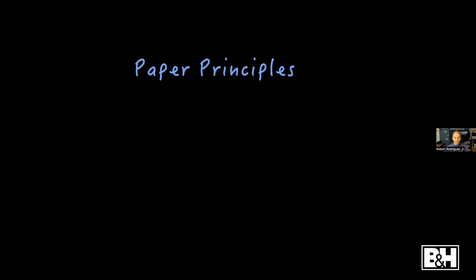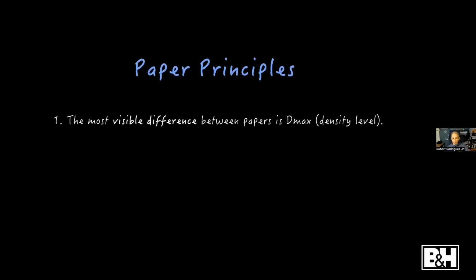So, some basic principles on paper, right? The most visible difference between papers is Dmax. That's the biggest differentiator between papers: the amount of contrast that a paper can have. Matte papers and non-matte papers, okay? The second thing is all matte papers have a lower Dmax rating. So again, that makes the biggest difference because contrast is something that we can easily see.